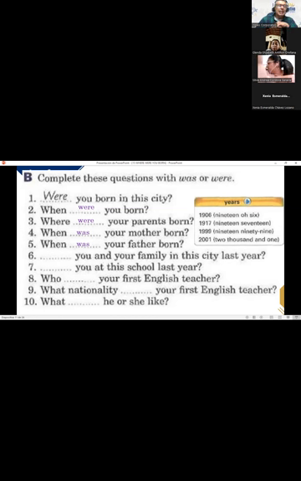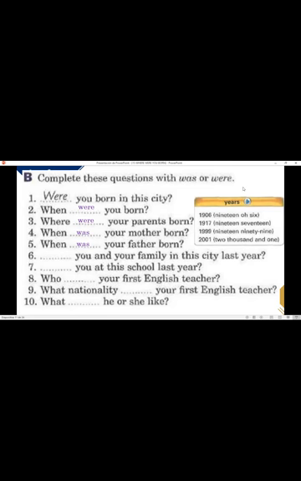Yeah, we're doing okay. Who would like to do number six? You and your family in the city last year. Give it a try. Who would like to do it? Where were you and your family in the city last year? Notice the question. What would be the possible answer?